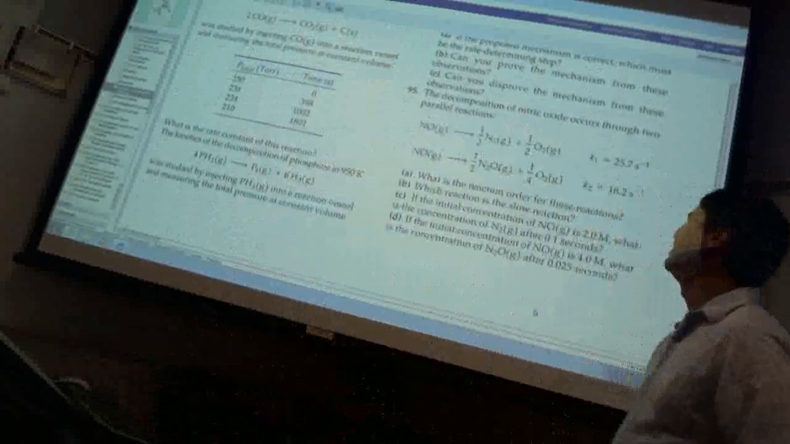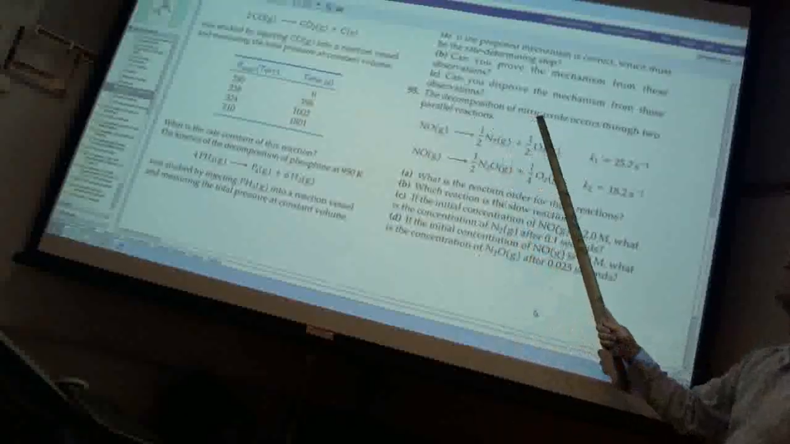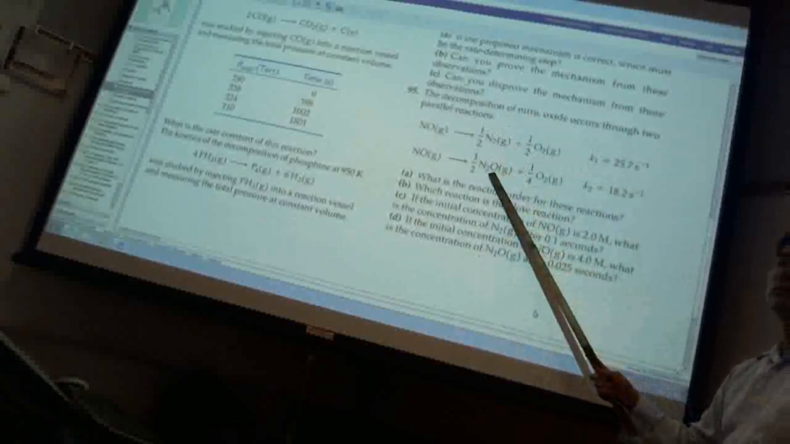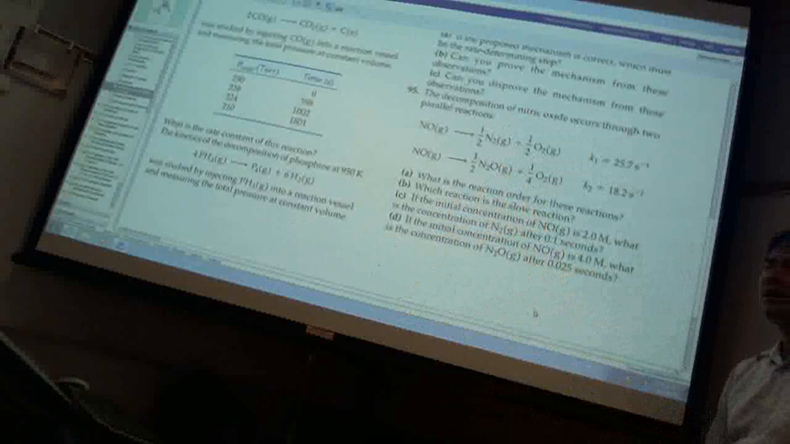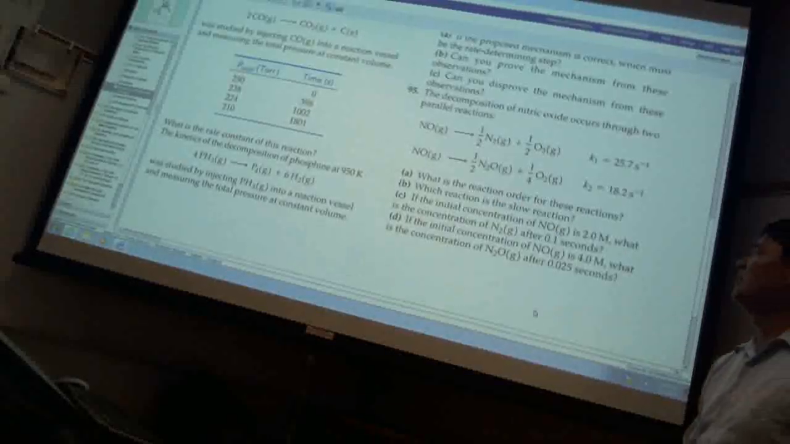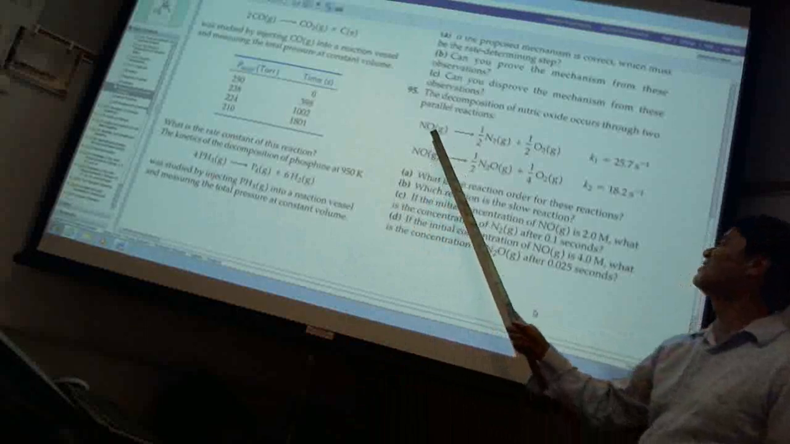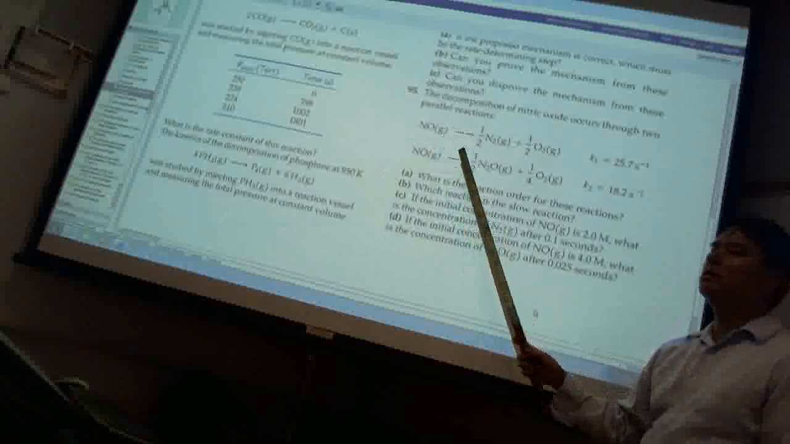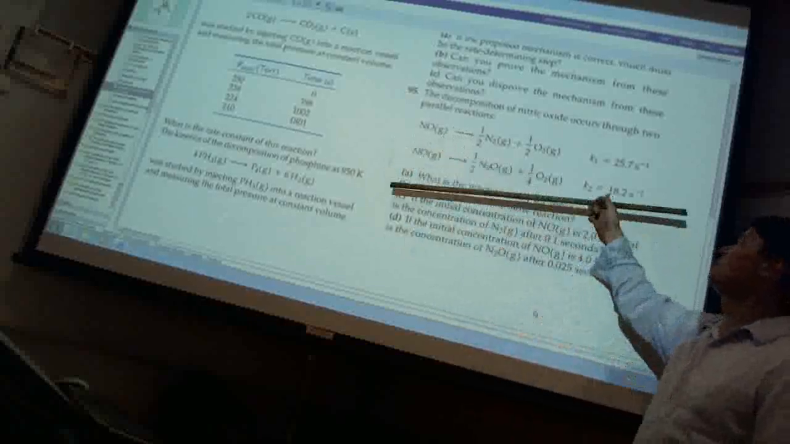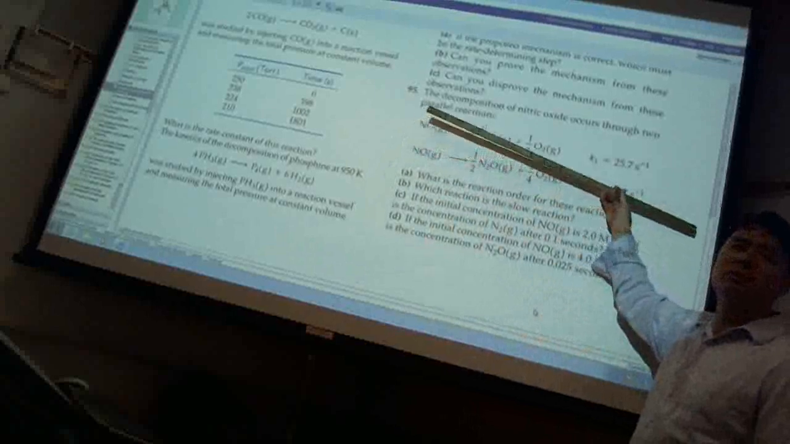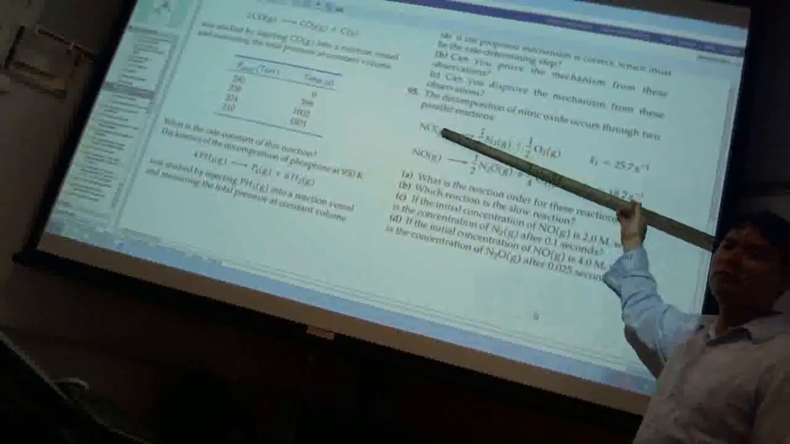This is a bit tricky too because the decomposition of nitric oxide occurs through 2 parallel reactions. Did I assign number 95? Yeah. And so this is a bit tricky because how are we consuming it? We're consuming it in 2 ways. What a lot of people do is treat these separately, but you can't treat them separately, right? Because both will decrease the NO.